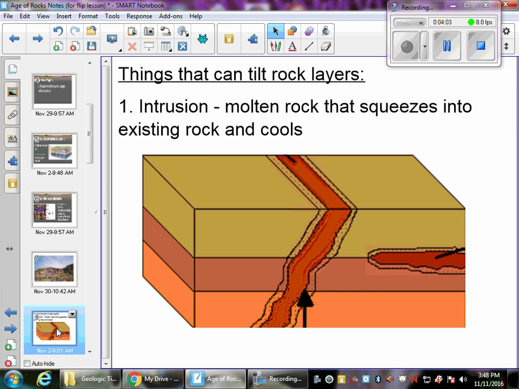The first thing that can tilt rock layers is what's called an intrusion. And intrusions are when molten rock, that would be our magma, squeezes into existing rock and cools. We would get an intrusive igneous rock. So if you look at the diagram, it's usually seen as different layers or moving through those horizontal layers and filling in that area. That's called an intrusion. It might help to think of this like intrusive as far as igneous rocks are concerned.